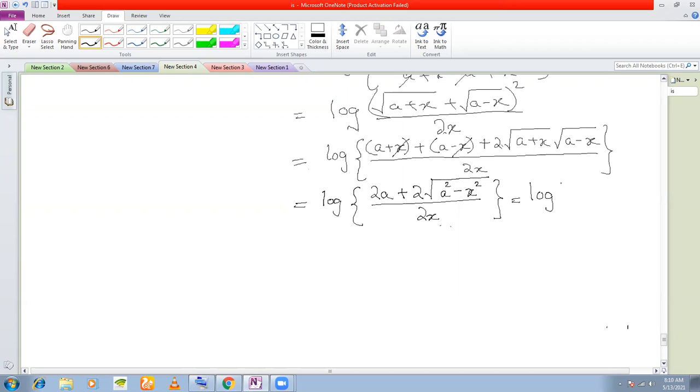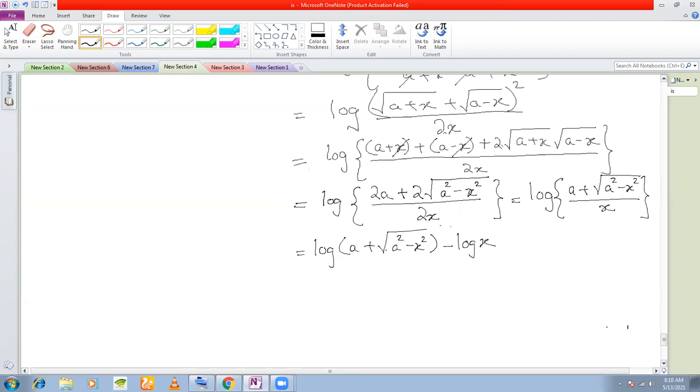If you take common, 2 will cancel out. You'll simply get a plus root a square minus x square divided by x. Now you write this as log m minus log n. That is, now you write this as log a plus root a square minus x square minus log x.